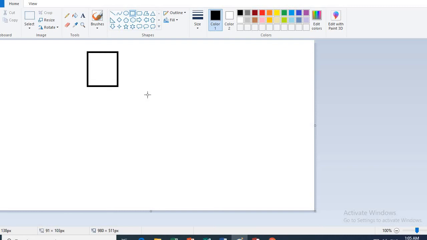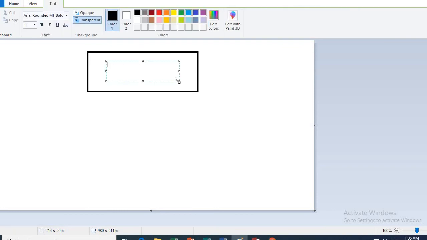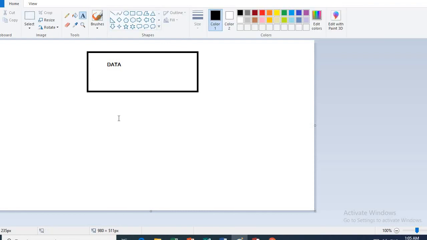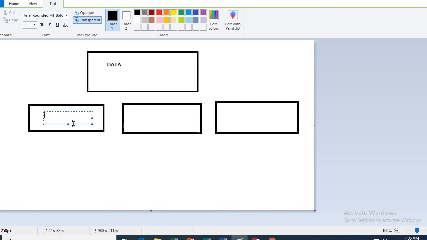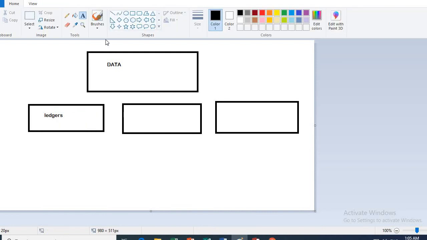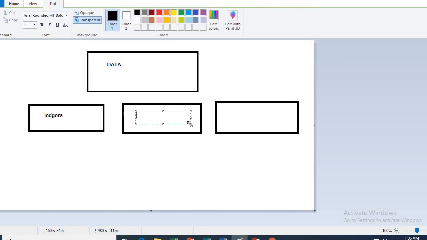So supposing this would be our data, okay. When we try to query this, supposing we need to create a ledger, and for presentation purposes we also need a trial balance and then financial statements. Sorry for that, I haven't really prepared. So these are all separate things, okay? They have no relationship except the data, okay?